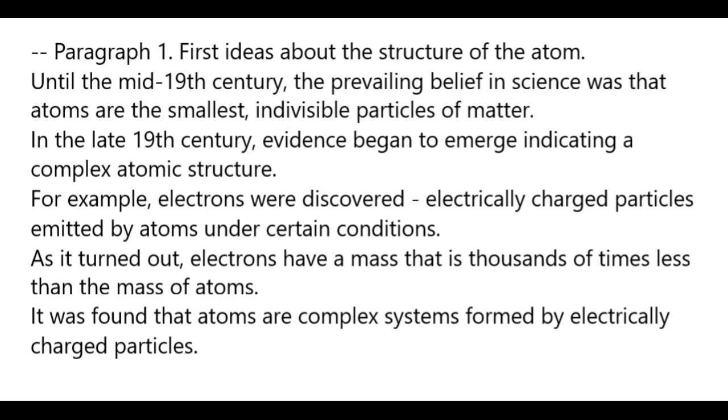Until the mid-19th century, the prevailing belief in science was that atoms are the smallest invisible particles of matter. In the late 19th century, evidence began to emerge indicating a complex atomic structure. For example, electrons were discovered, electrically charged particles emitted by atoms under certain conditions. As it turned out, electrons have a mass that is thousands of times less than the mass of atoms. It was found that atoms are complex systems formed by electrically charged particles.